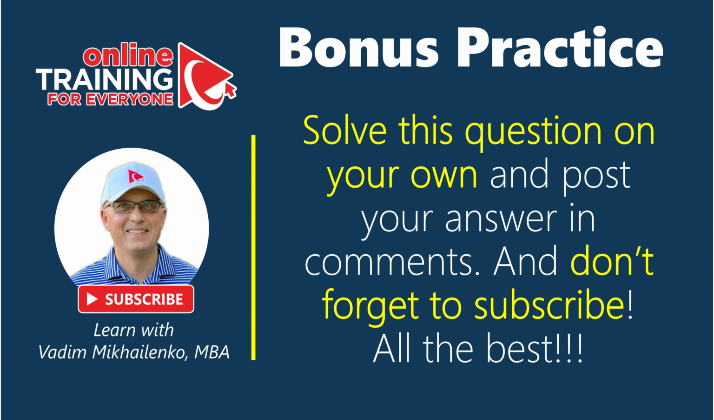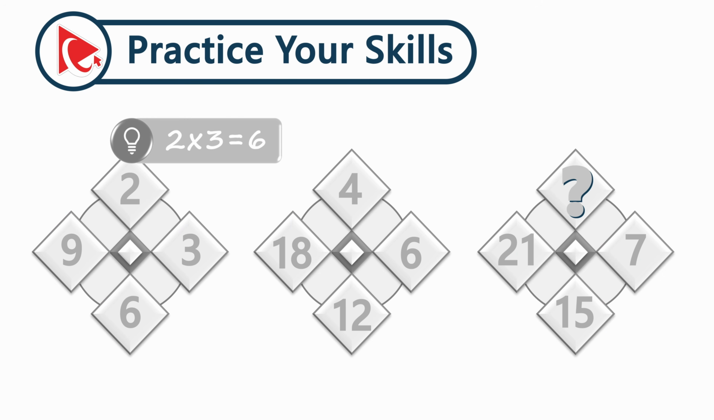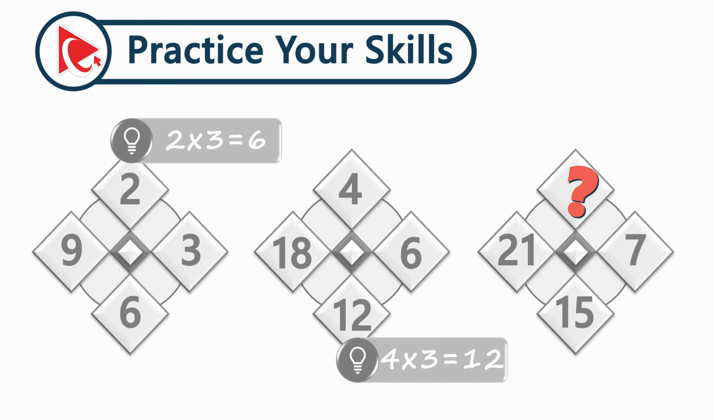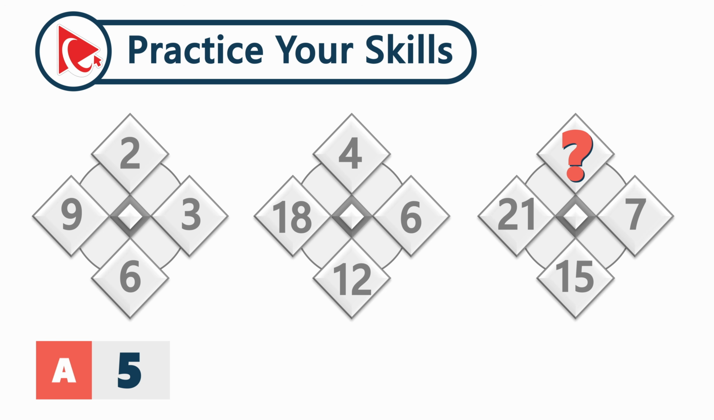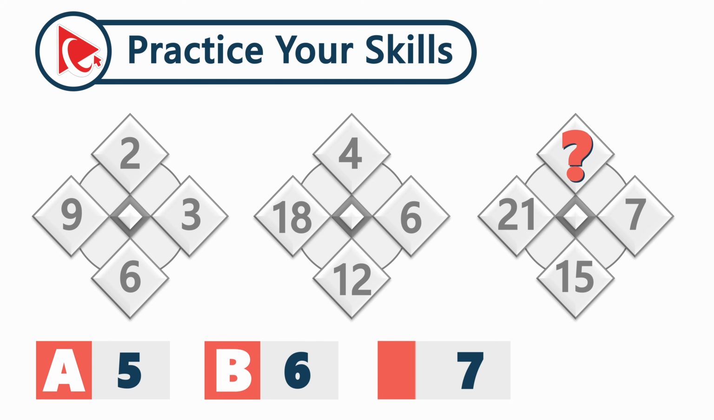Here's the question for you to solve. You're presented with 3 diamonds. First diamond has numbers 3, 6, 9, and 2. Second diamond has numbers 6, 12, 18, and 4. And then the third diamond has numbers 7, 15, 21, and then comes the missing number, which you need to calculate and select out of 4 possible choices. Choice A, 5, choice B, 6, choice C, 7, and last but not least, choice D, 8.